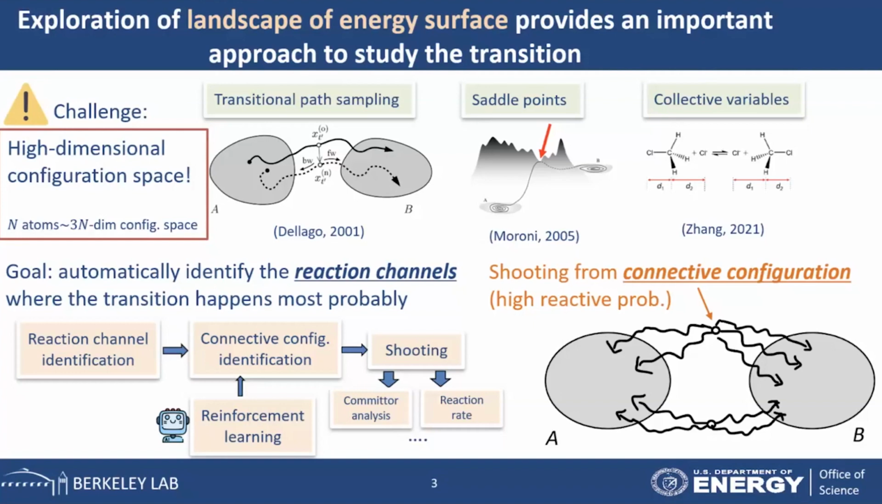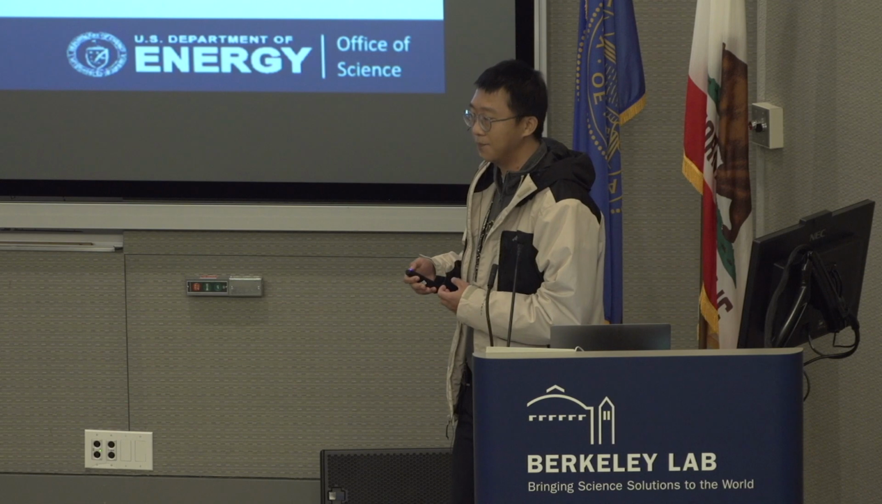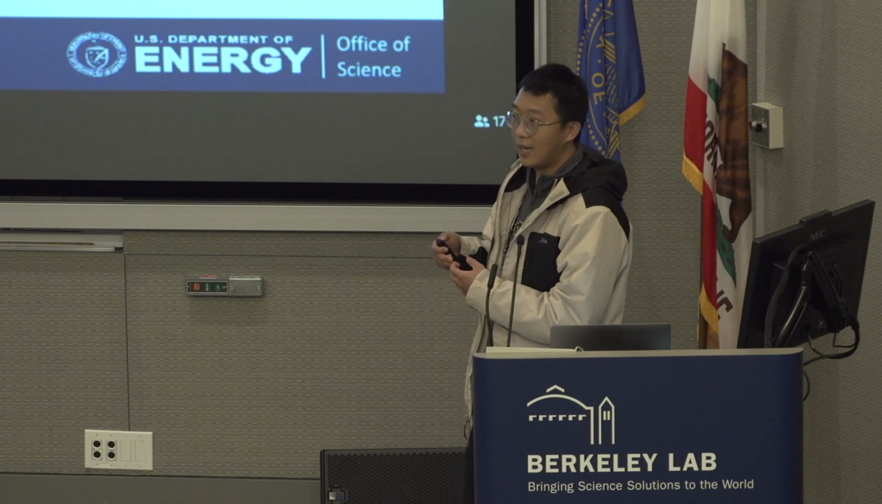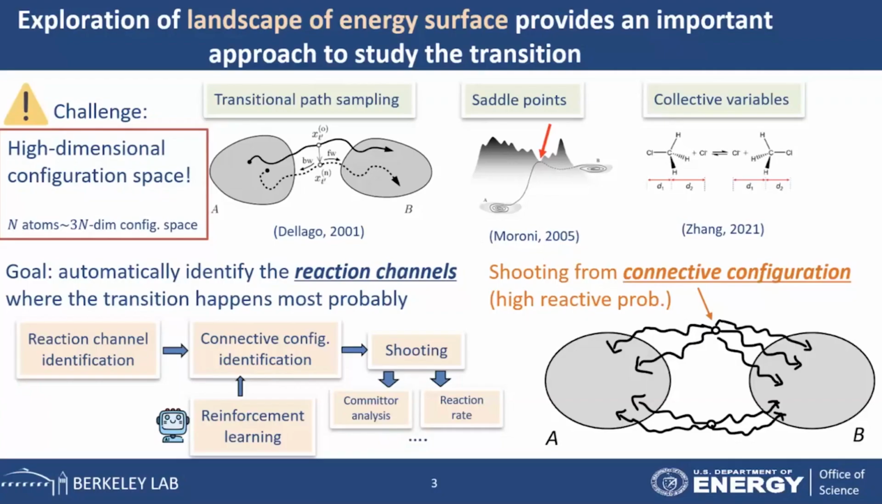For example, some people use transition path sampling to generate an ensemble of reactive transition paths between two stable states. Some people aim to find important points on the energy surface, such as the saddle points. And some people also use so-called collective variables to decrease the dimensionality of the high-dimensional configurations to some low-dimensional features. But this method usually requires some prior knowledge of the system.